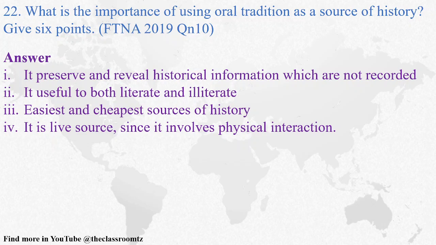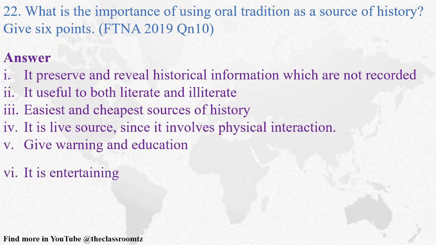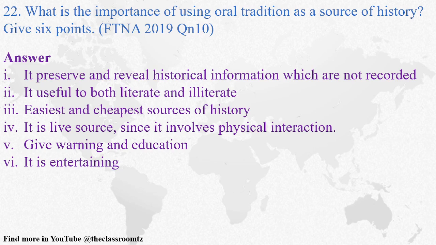So it involves physical interaction. Give warning and education, as I said earlier. Oral tradition was also a mechanism of shaping human behavior or society's behavior by narrating different stories that can shape the behavior of the members of the community. It is entertaining. It creates recreation. Some of the stories make us happy. Some of the stories make us laugh. So it is entertaining. Those were the points why we need oral tradition.